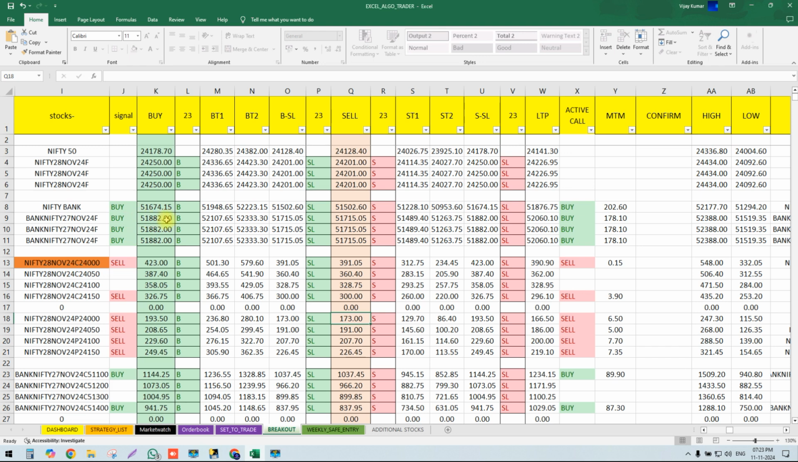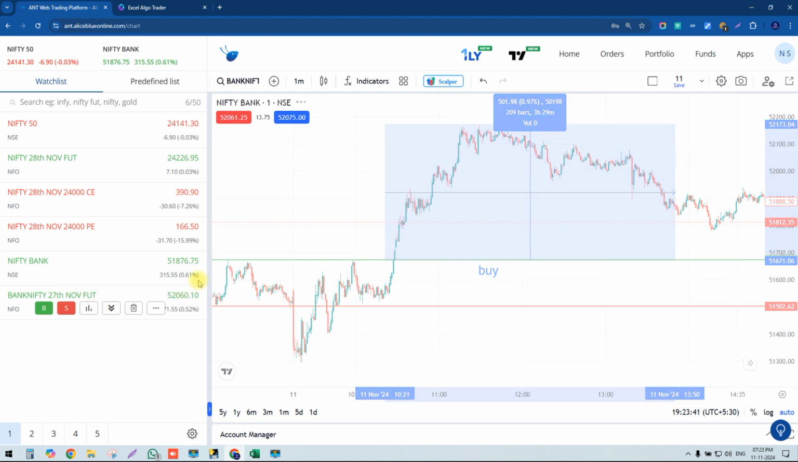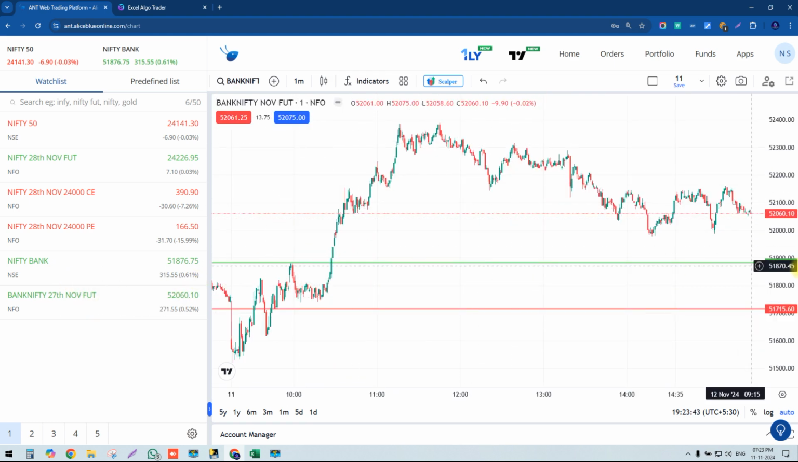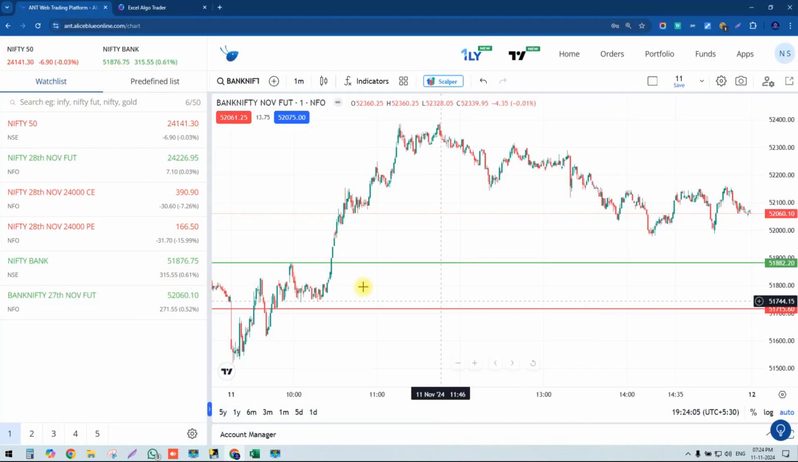Bank Nifty Futures. This is 882. Bank Nifty Futures, we'll turn on the futures now. Here Bank Nifty 882. Yes guys, you can see here Bank Nifty Futures 882. Exactly, you can see here buy 51,882 and sell 51,715. Okay guys, here buy is generated in our breakout strategy.